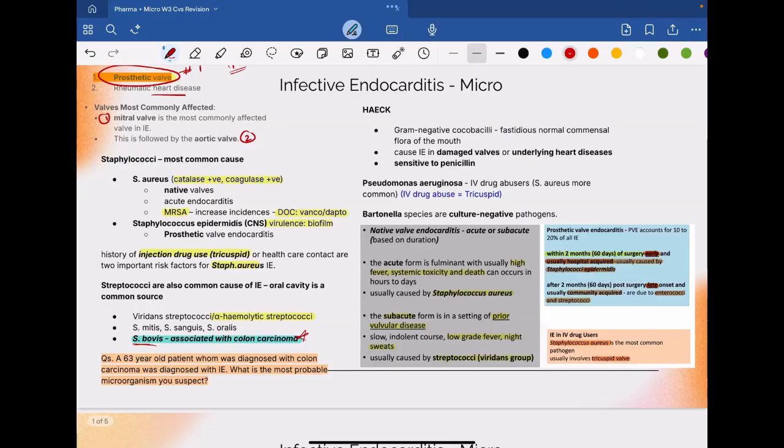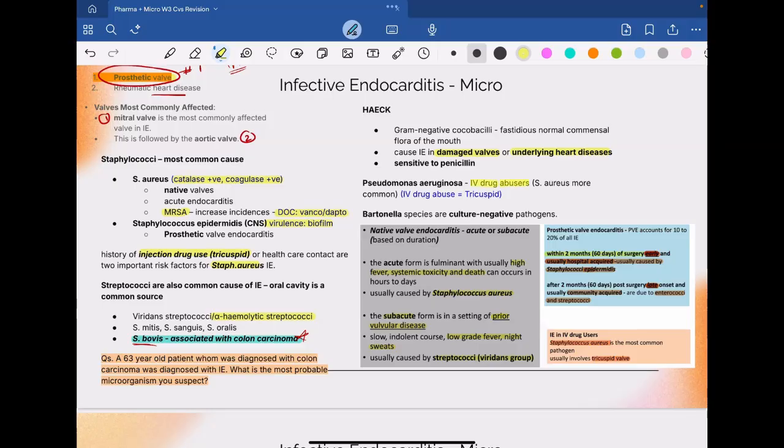For the HACEK group, they're gram-negative, they're fastidious, they're hard to grow, hard to culture basically, and they cause infective endocarditis in damaged valves or any underlying heart disease, and they're sensitive to penicillin. So any regimen that includes penicillin should clear the infective endocarditis if the patient has infective endocarditis due to these microorganisms, the HACEK group. For Pseudomonas aeruginosa, it's also found in IV drug abusers.